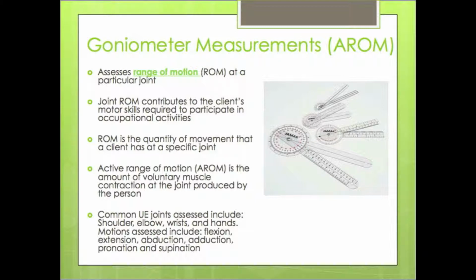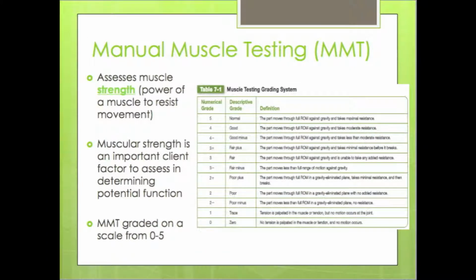The occupational therapist will first do a functional screen of the upper extremity and document whether the joint is within functional limits. A formal goniometer measurement will be taken on Client J's upper extremity joints that are not within functional limits. Manual muscle testing, or MMT, assesses muscle strength, which is the power of a muscle to resist movement. Muscular strength is an important client factor to assess in determining potential function. MMT is graded on a scale from 0 to 5.